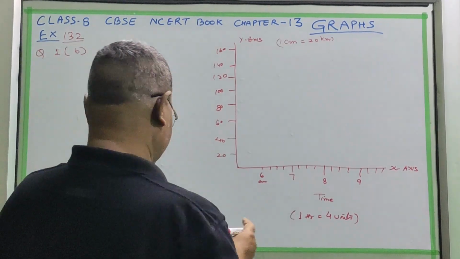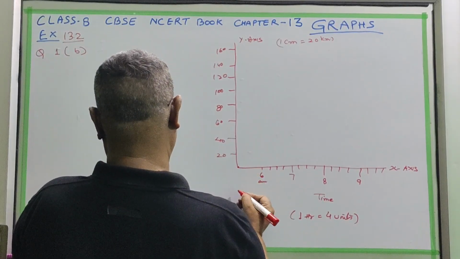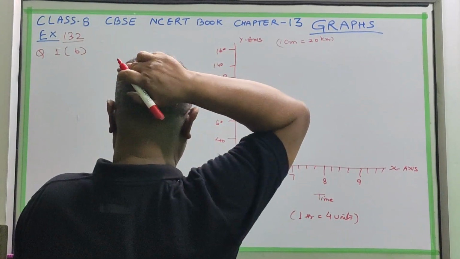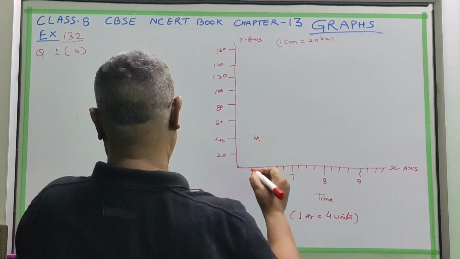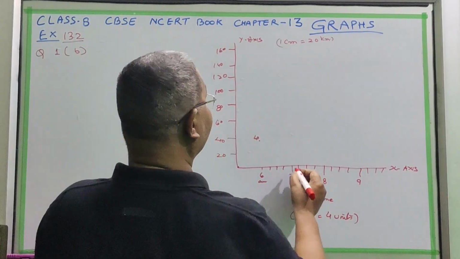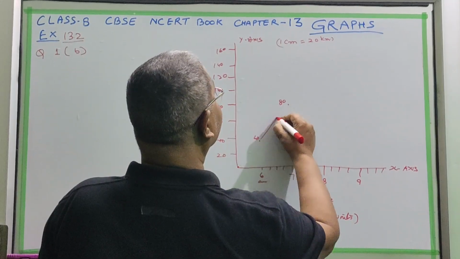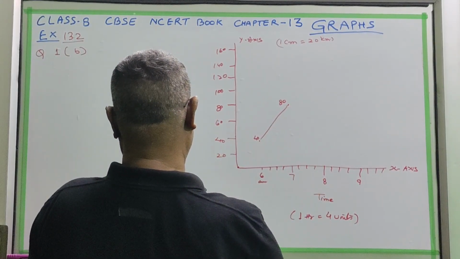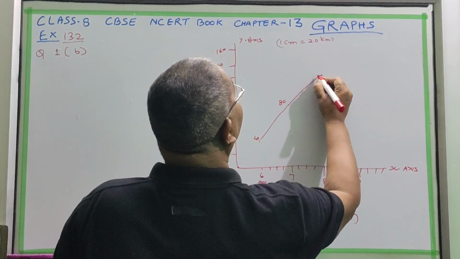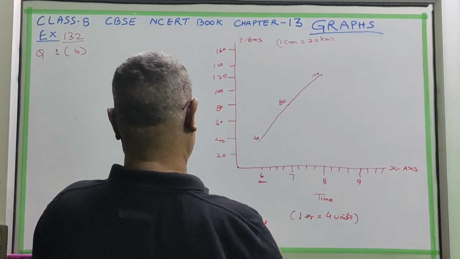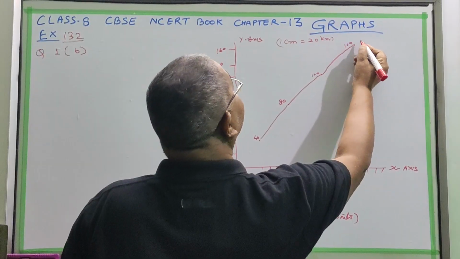Now I have to make the graph of distance traveled by the car. It started from here at 6 a.m. Distance in kilometers 40. So it was at 40. Then at 7 a.m. it was at 80. Then at 8 a.m. it was 120. And then at 9 a.m. it was at 160 kilometers.